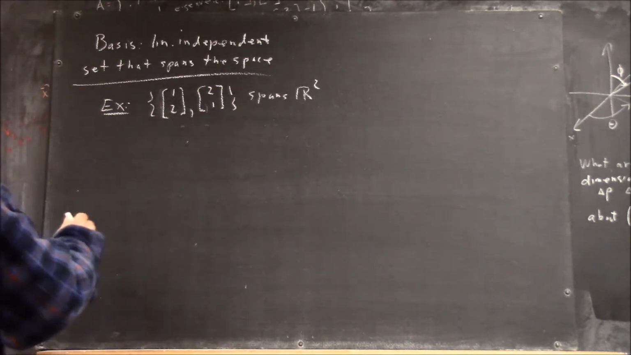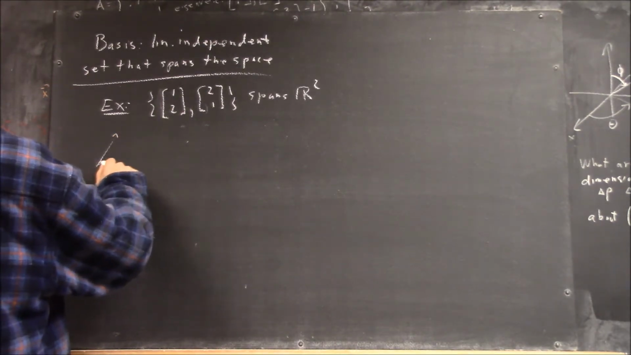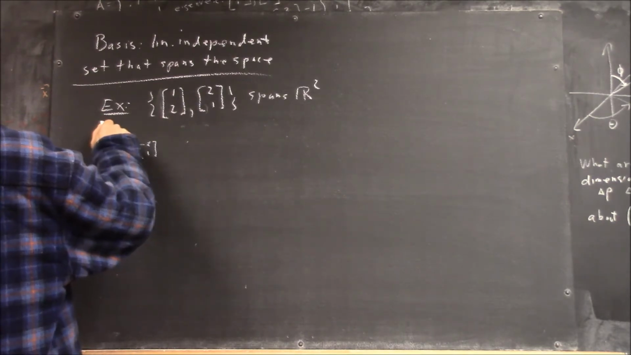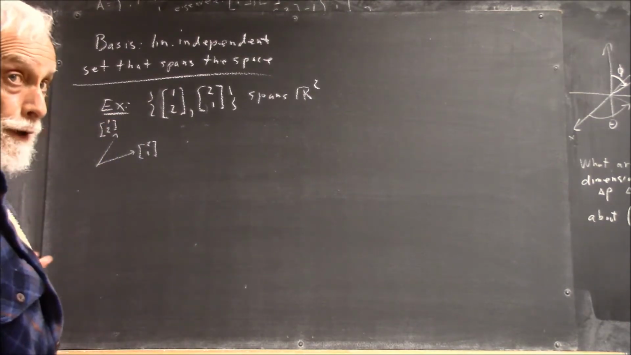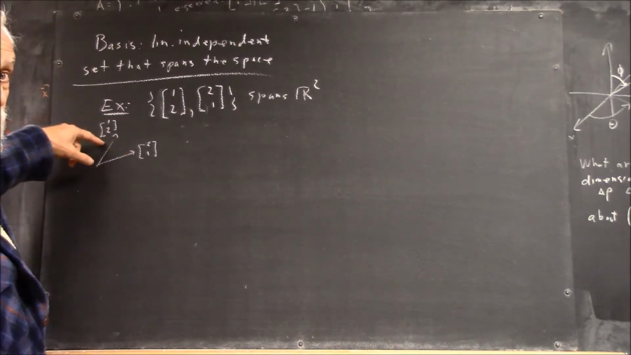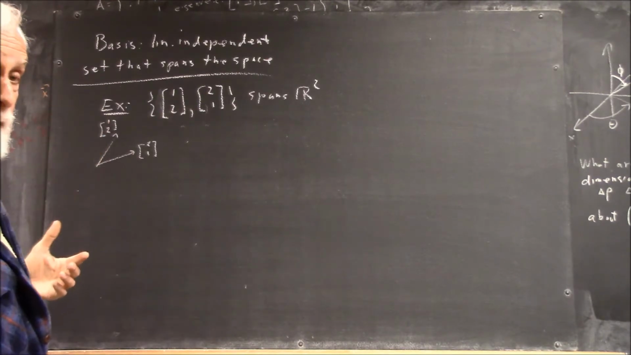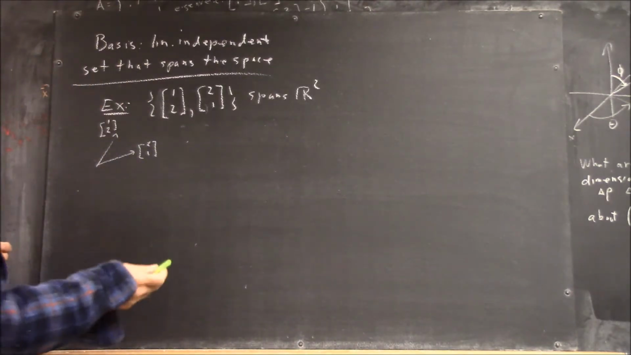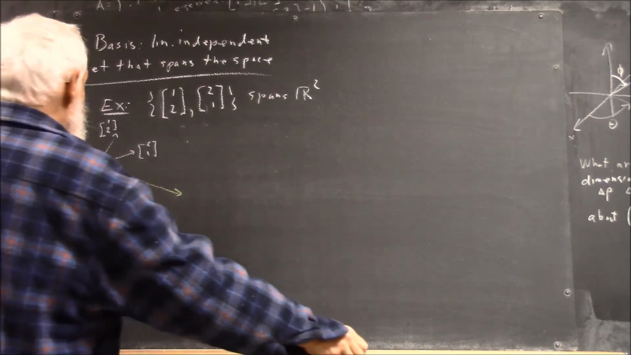Now, let me make a geometric connection, because you always want to keep the geometric connections in mind. (1, 2) looks like this, and (2, 1) looks like this. Take any vector in R2, and you can find a multiple of this one to add to a multiple of this one. Uniquely, it gives you that vector. We did this six weeks ago.